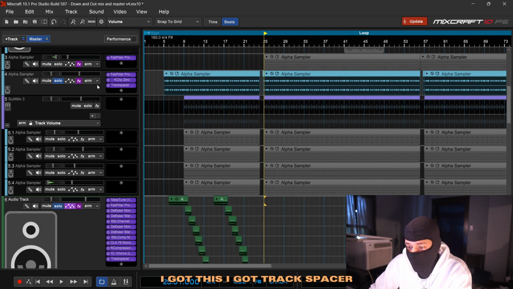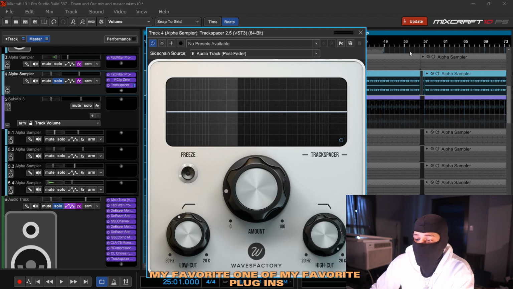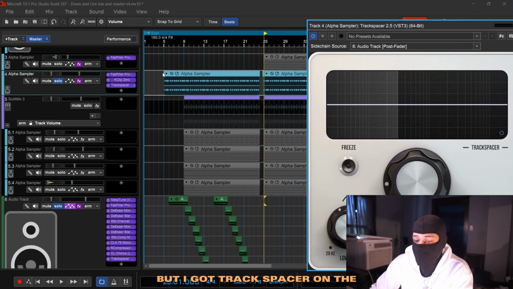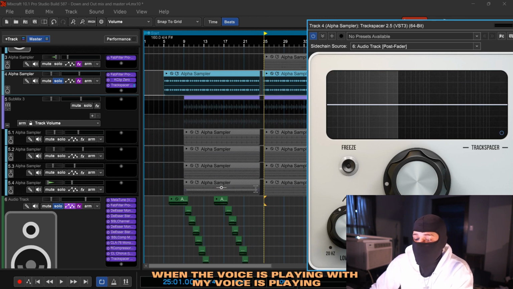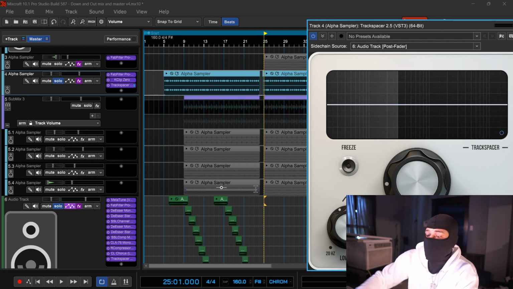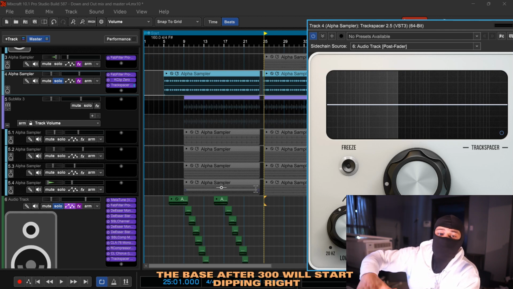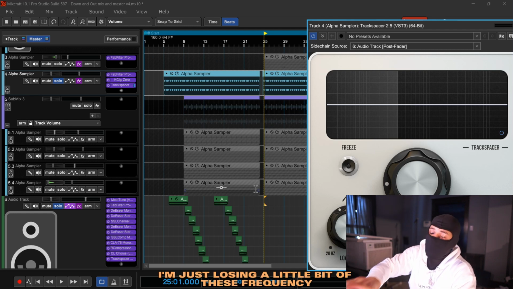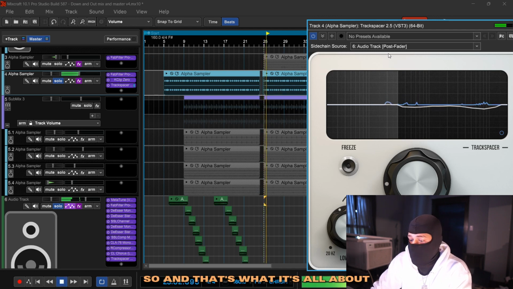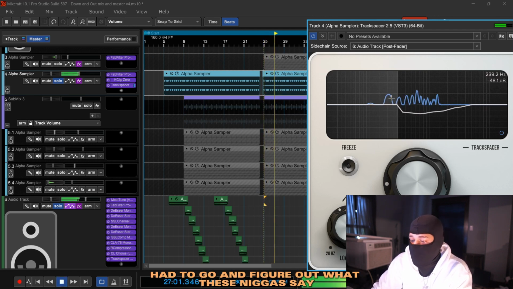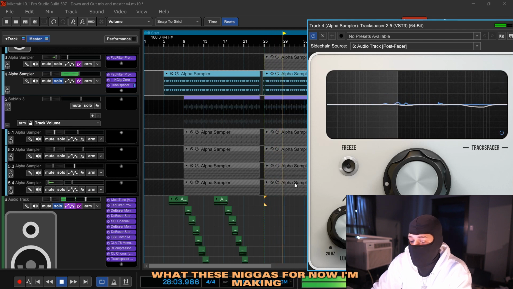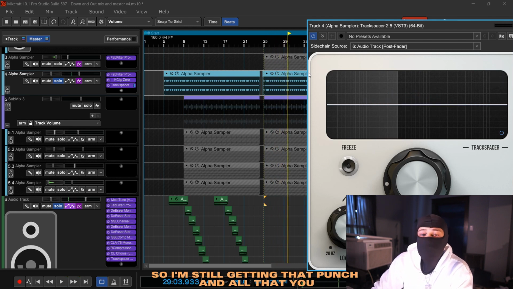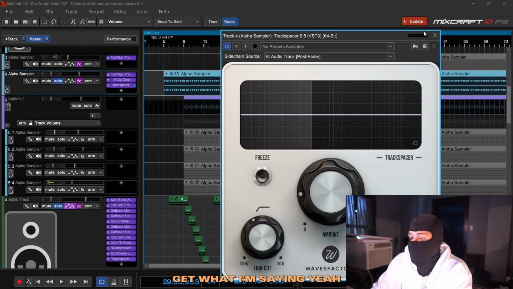I got Trackspacer, one of my favorite plugins. I got Trackspacer on the bass, dipping around 300. So when my voice is playing, the bass after 300 will start dipping, right? So I'm not losing that kick. I'm not losing that punch. I'm just losing a little bit of these frequencies. So I'm still getting that punch and all that. You get what I'm saying?